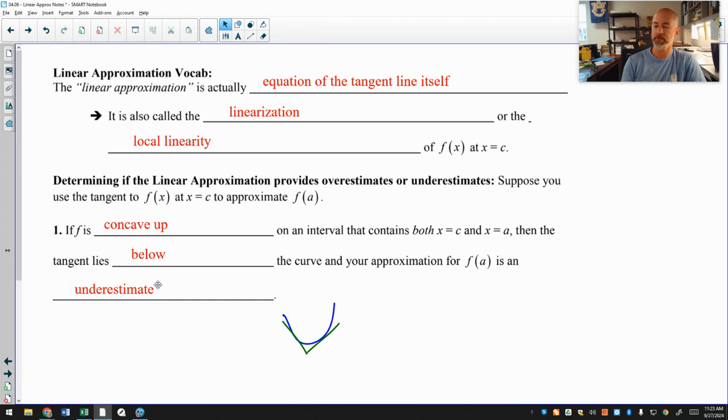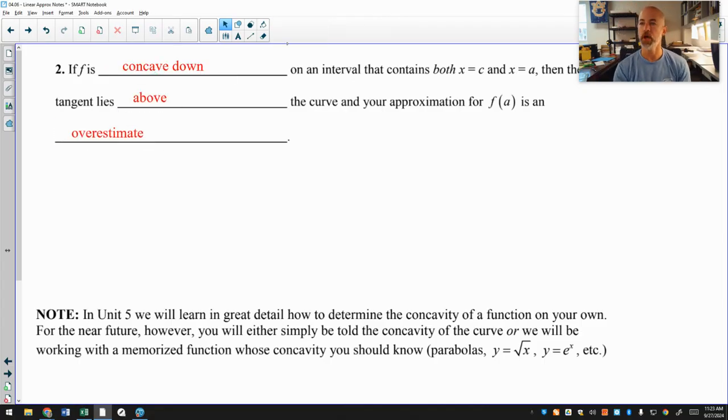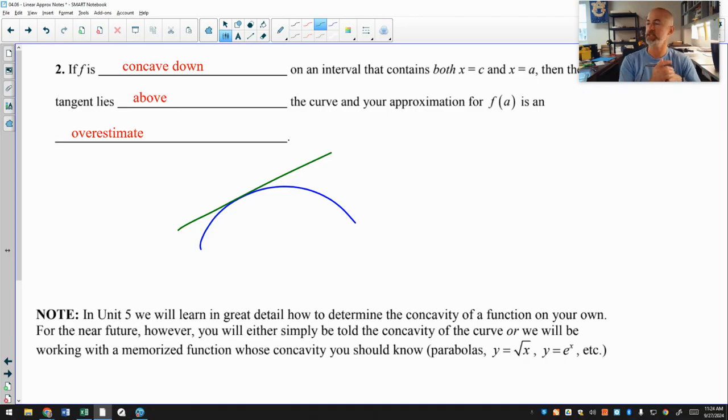So we have to determine, is the function concave up or concave down? Similarly, if your function is concave down, then your tangent will lie above the curve, producing overestimates. Again, if you want to illustrate that, you can just draw a quick concave down section and draw a tangent line, and you can see that it doesn't matter where I draw a tangent to that curve, that tangent will be above the curve, producing overestimates. And in the next unit, we are going to spend a lot of time talking about how to determine if a function is concave up or concave down.